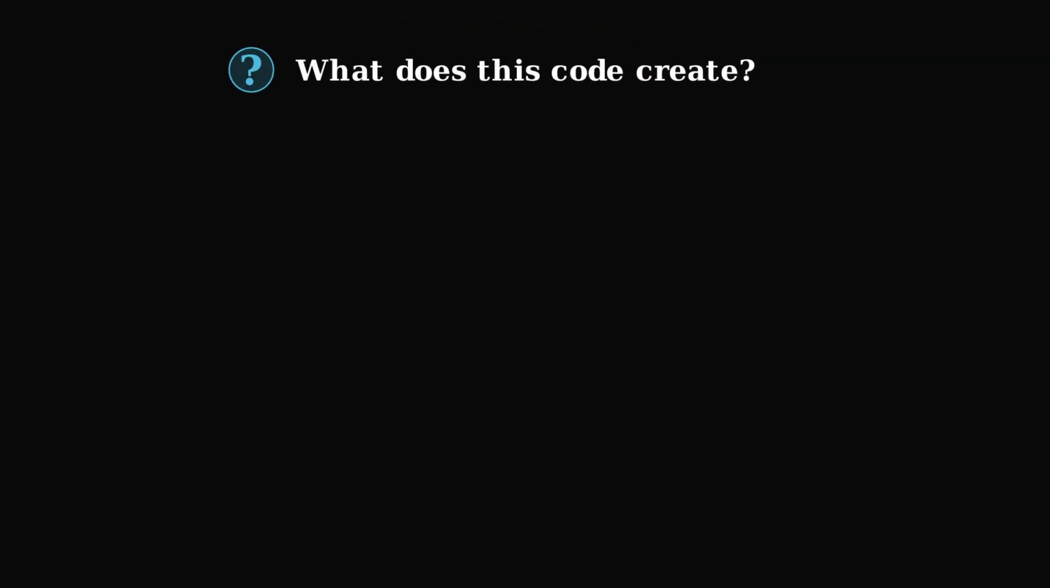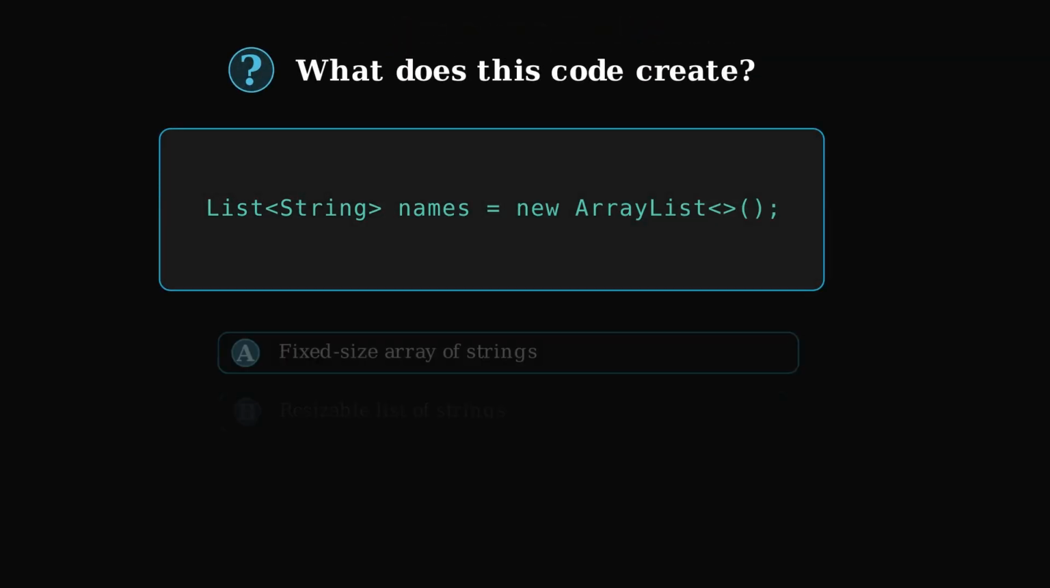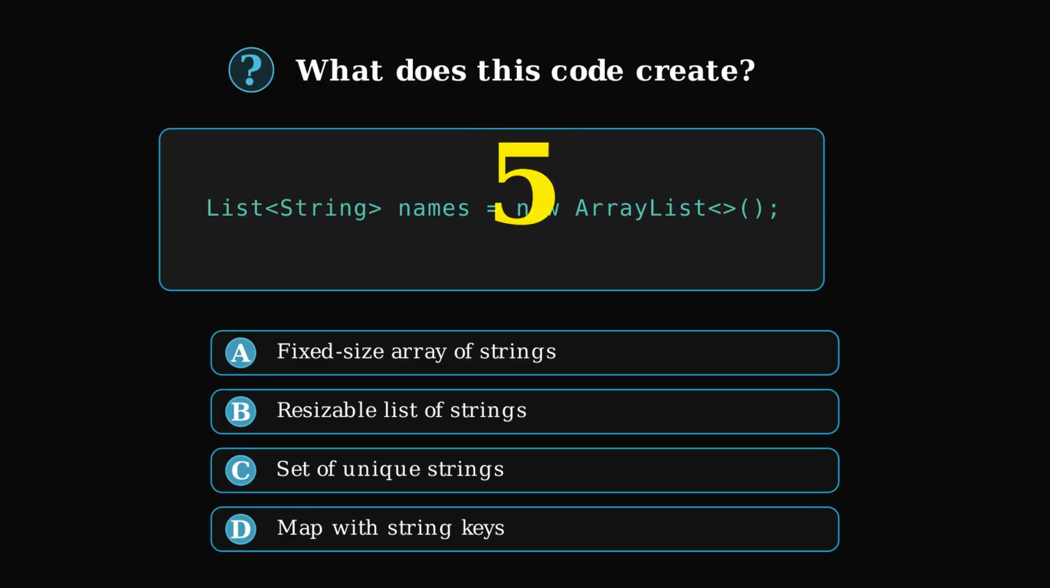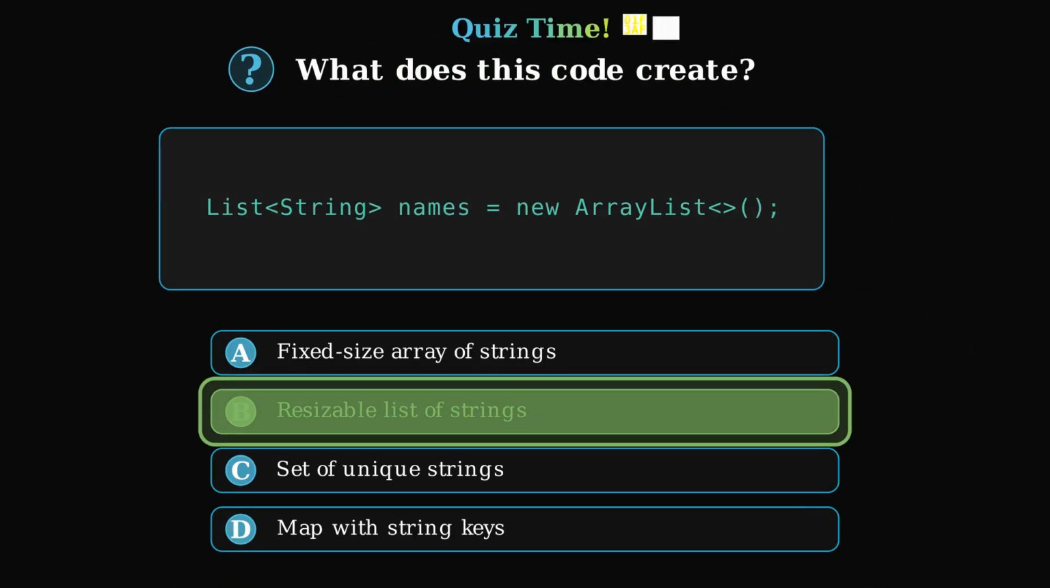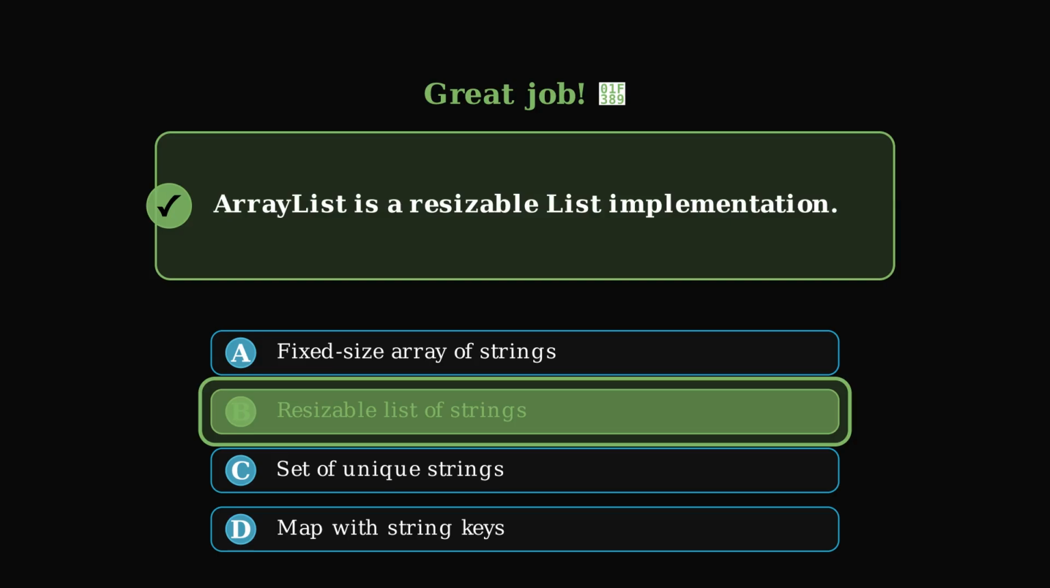What does this code create? Which one is correct? The correct answer is ArrayList is a resizable list implementation.